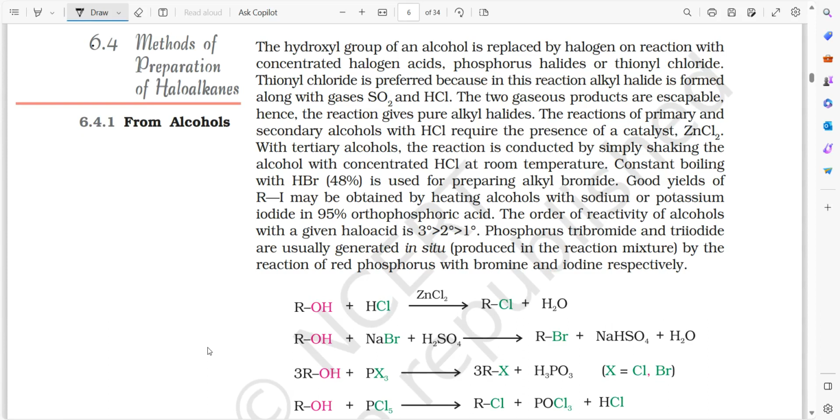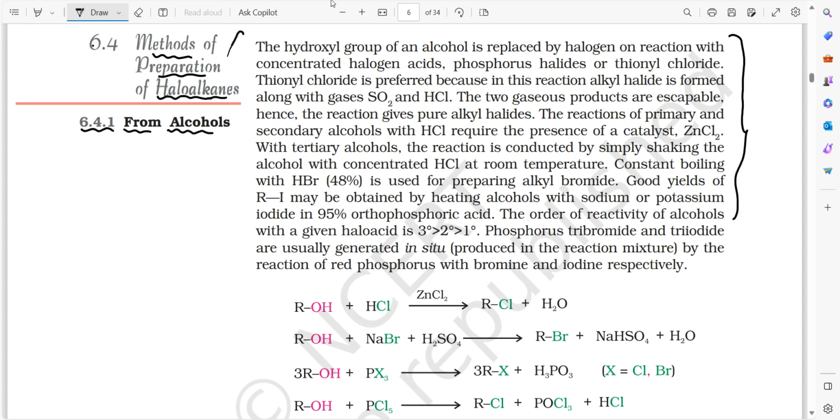In this video, we are going to discuss the methods of preparation of haloalkanes. In this video, we are going to discuss the preparation of haloalkanes only from alcohols. In the next videos, we are going to discuss the various other types of preparations of haloalkanes.